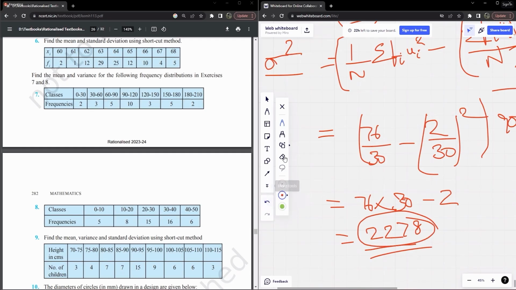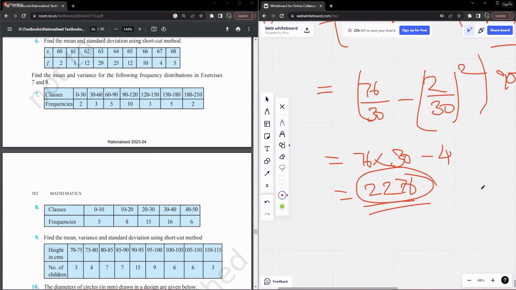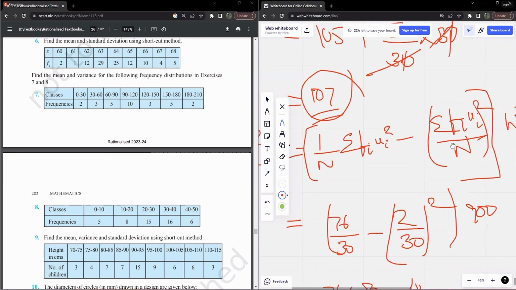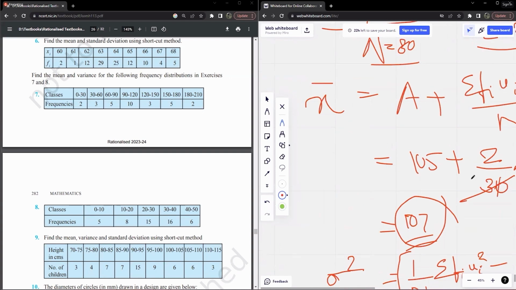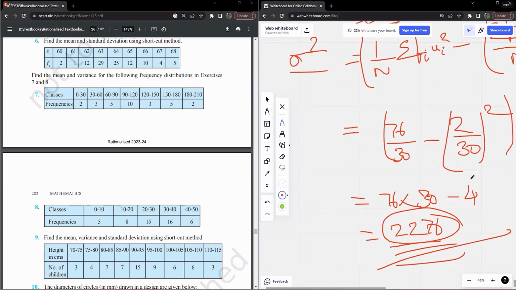Wait. I made a mistake again. It's not 2, this is 2 squared, which is 4. So this is not 2278, but it is 2276. So finally, we have the mean being 107 and the variance being 2276.